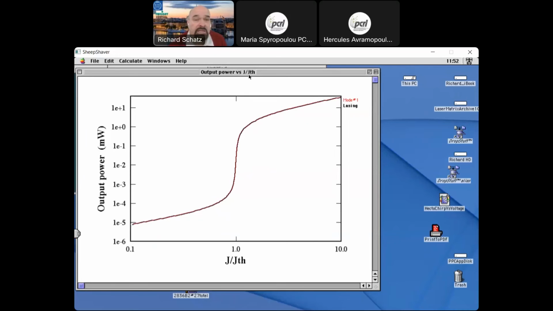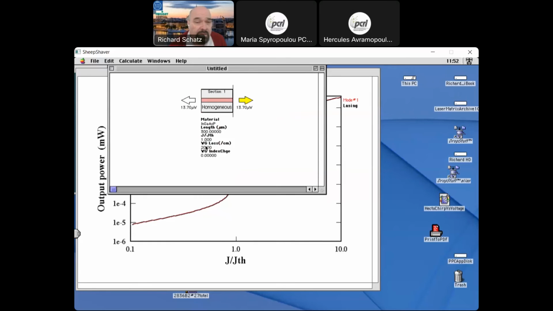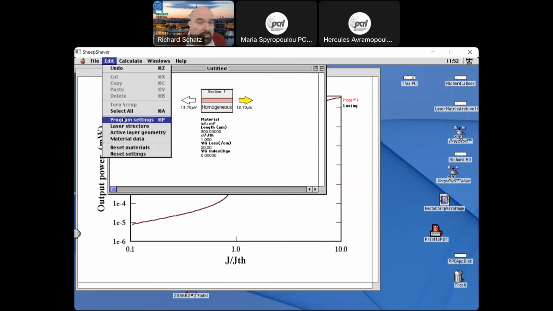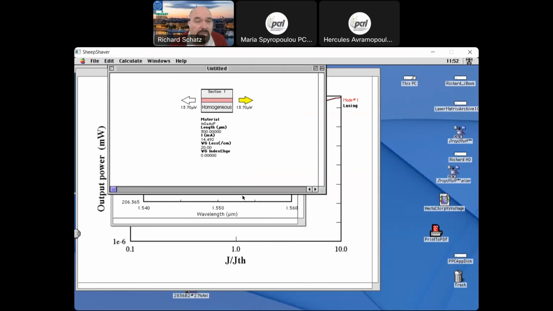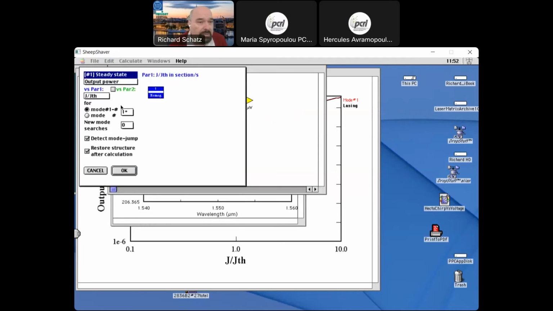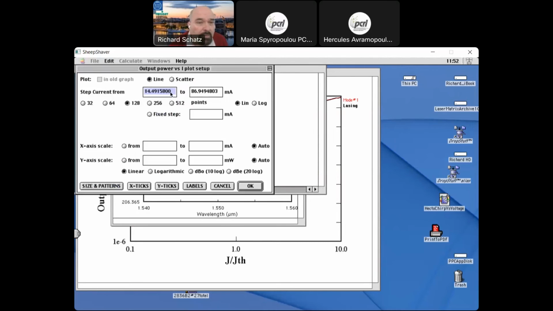Then, instead of having current over current density here, I will change this to current instead. And then we can see what happens with the laser if you increase to very high currents and calculate the same output power versus current. So I step the current from maybe 10 milliamp, which is below threshold, up to 600 milliamp.